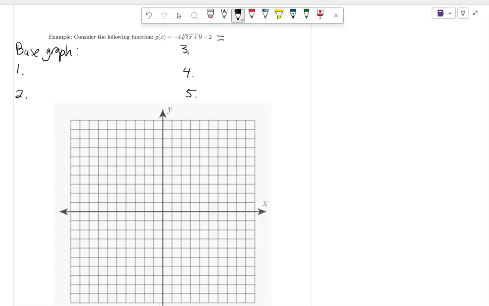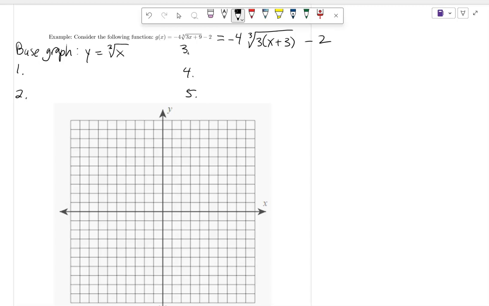Ready to chat about it? Okay, what did you do first? What did I tell you to do first? Yeah, factor out that 3, right? Okay. So hopefully you were able to identify the base graph. What should be the base graph here? Cube root of x. Good.